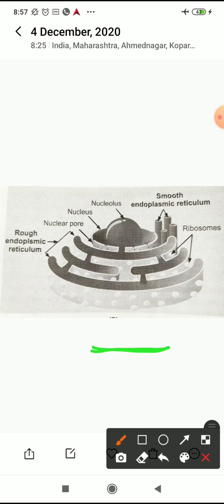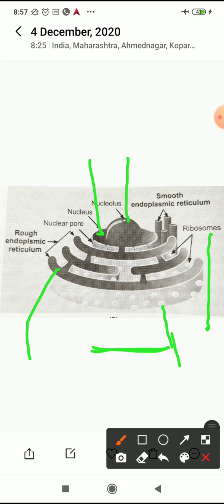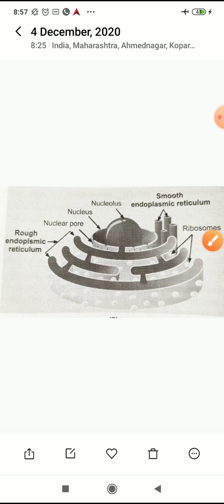See here in this figure, you can see the nucleolus, then nucleus, and endoplasmic reticulum. So rough endoplasmic reticulum shows the attachment of ribosomes. See here these dots, they represent ribosomes. These ribosomes are the sites of protein synthesis, so we will discuss them here.